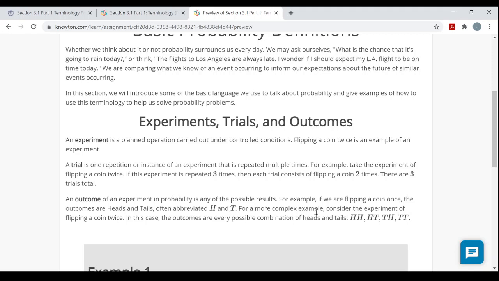For a more complex example, consider the experiment of flipping a coin twice. In this case, the outcomes are every possible combination of heads and tails when you flip the coin twice. So you can get two heads, a heads on the first flip and a tails on the second, or a tails on the first flip and a heads on the second, or two tails. So here is a list of all the possible outcomes for that experiment, the experiment of flipping a coin twice.